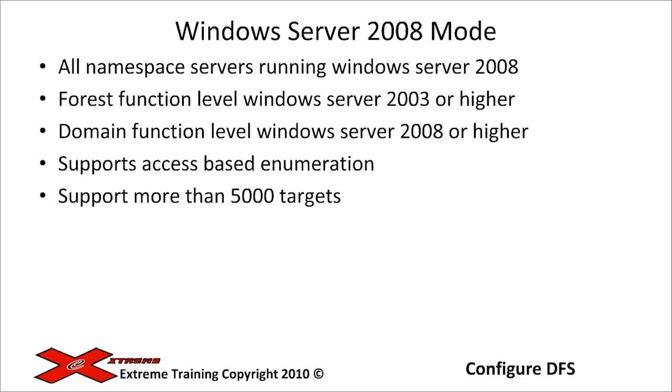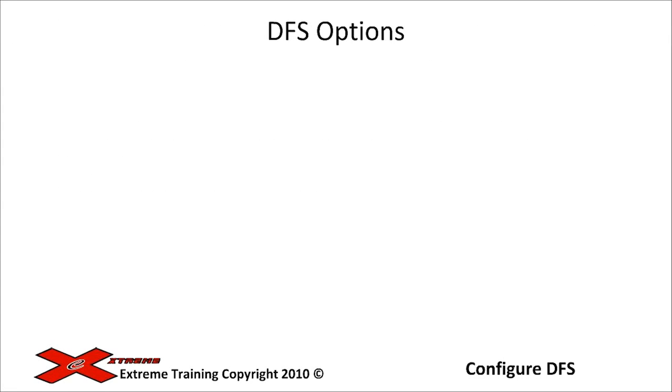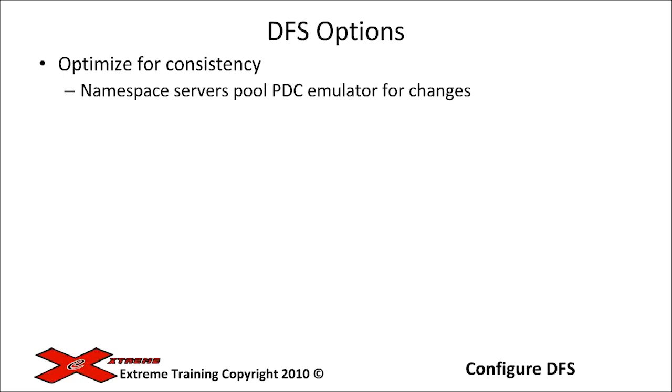However, if your namespace does start getting larger, there is a scalability option you can configure. The first setting is Optimize for Consistency. This is the default mode for DFS namespaces. When this mode is enabled, DFS servers will poll the PDC emulator at regular intervals for namespace changes. The PDC emulator is covered in more detail in the Active Directory course.